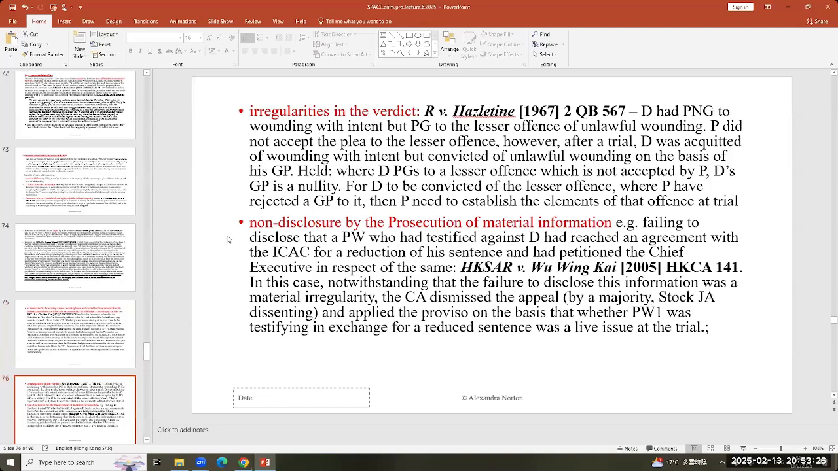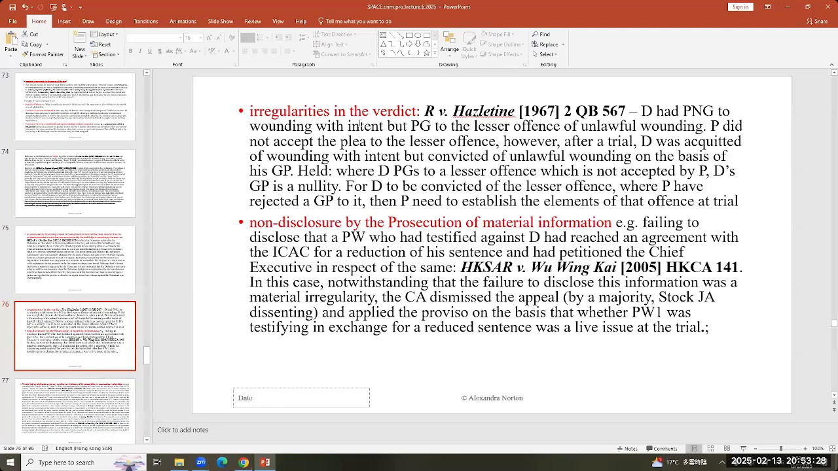And then I've just put some other examples for you of what amounts to material irregularities. Hazeltine, this deals with a situation where the defendant had offered a guilty plea to a lesser offense. It wasn't accepted by the prosecution. And then at trial, he ended up being acquitted of the more serious offense, but convicted of the less serious offense, not based on the evidence of the prosecution, but based on his guilty plea.